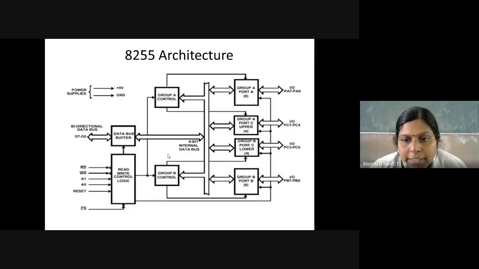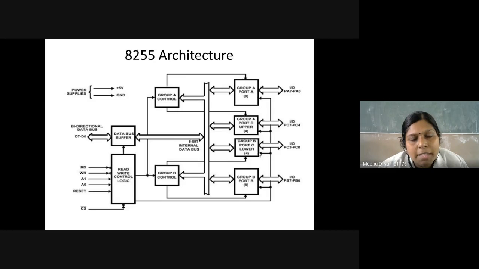Similarly, in the architecture case, you have to draw the architecture diagram as well as explain each and every block which is available in the architecture diagram. Okay, so this is the architecture of 8255, where we have two power supplies, plus 5 volt and ground.